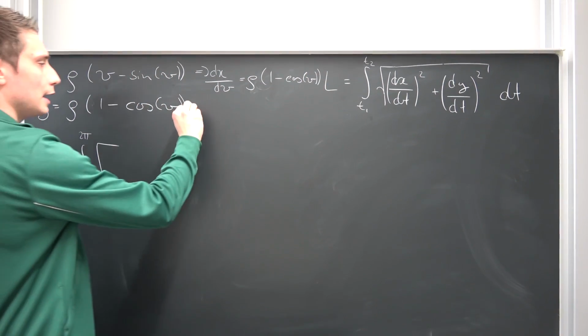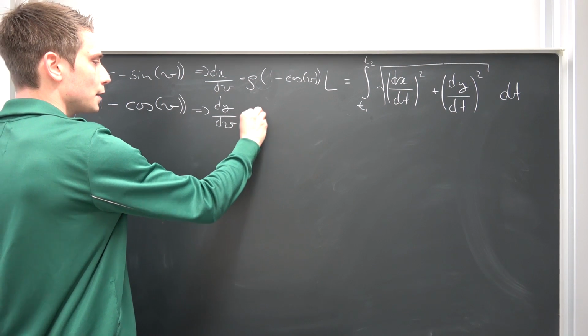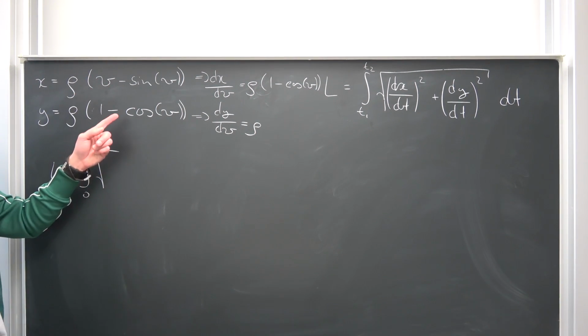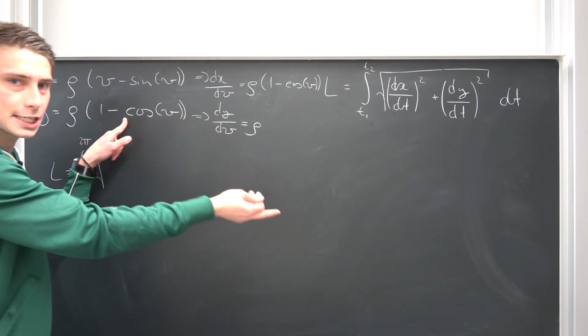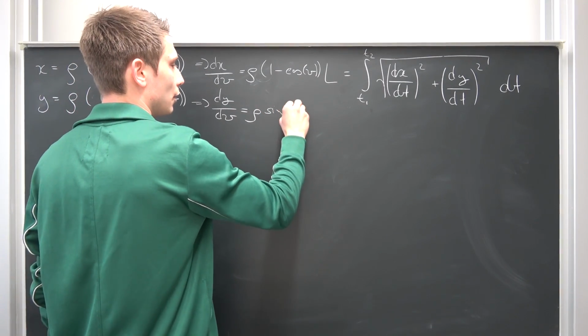Okay, coolio. And the same spiel with y differentiated with respect to theta. Rho is a constant. 1 differentiated is going to give us 0. And negative cosine differentiated is going to give us, okay, cosine differentiates to negative sine, so negative and negative is going to cancel out. So just sine of theta.